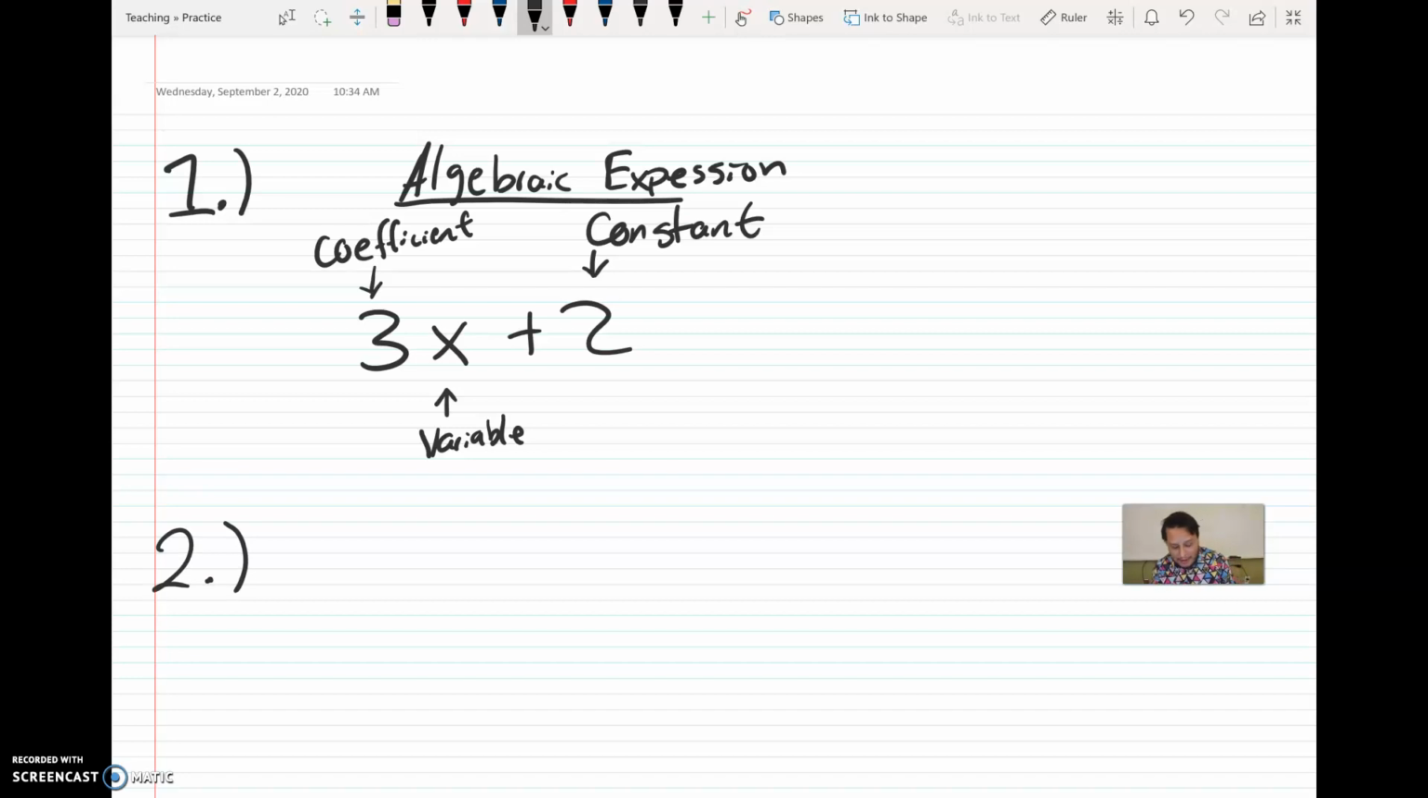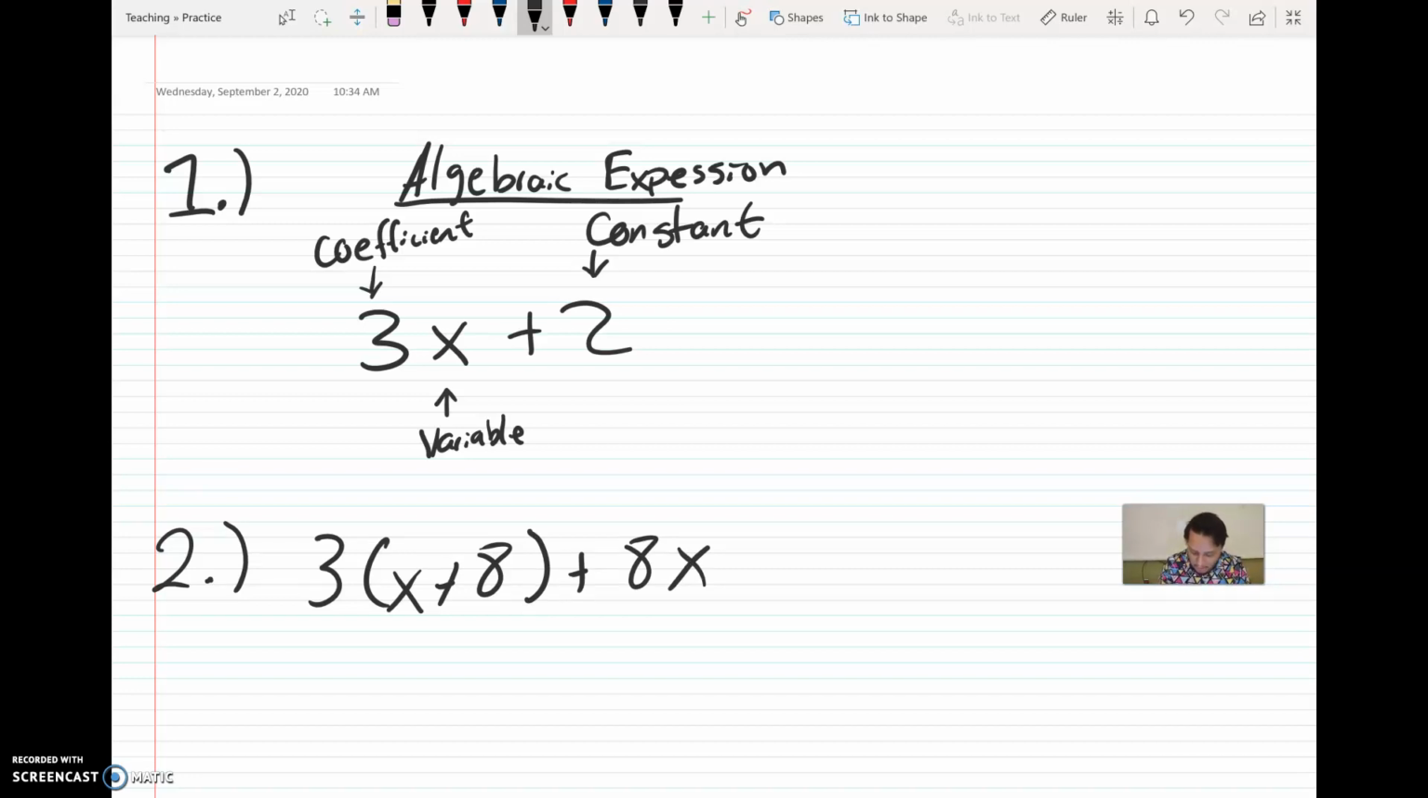So here's where we actually get into the nitty-gritty. Question number 2 has you actually simplifying an expression. So the expression given is 3x plus 8 plus 8x.